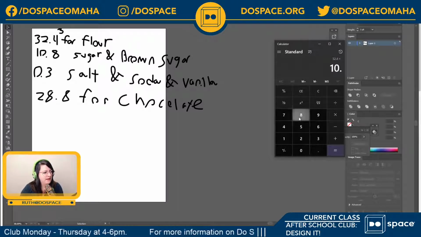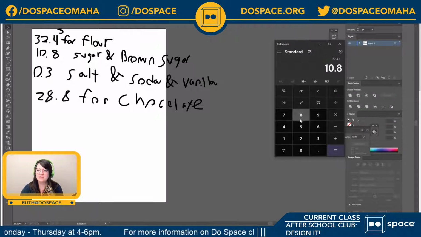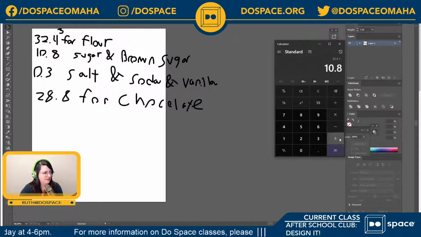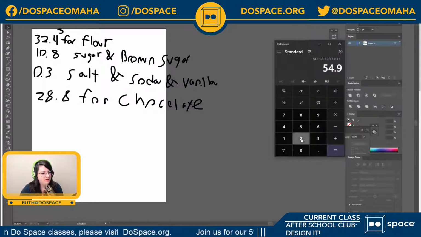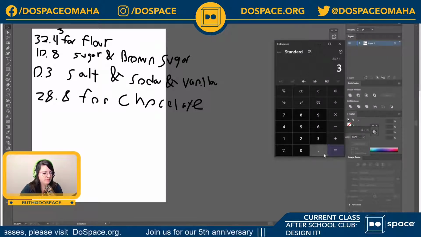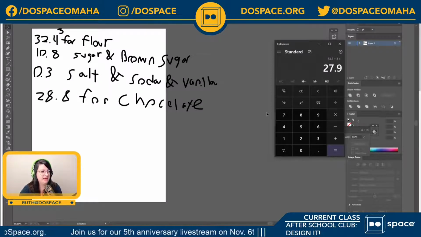There's always a hard part of designing documents that are really heavily math based. You're just like, okay, I need to add all of these together. There's 2 of those, plus 0.3, plus 0.3, plus 0.3. I could have just put 0.9, plus 28.8, and divide that by 3. So the whole volume of our main piece needs to be 27.9 inches.